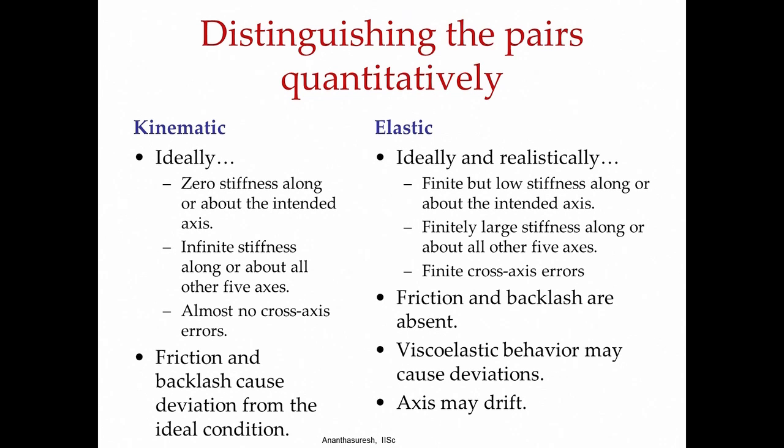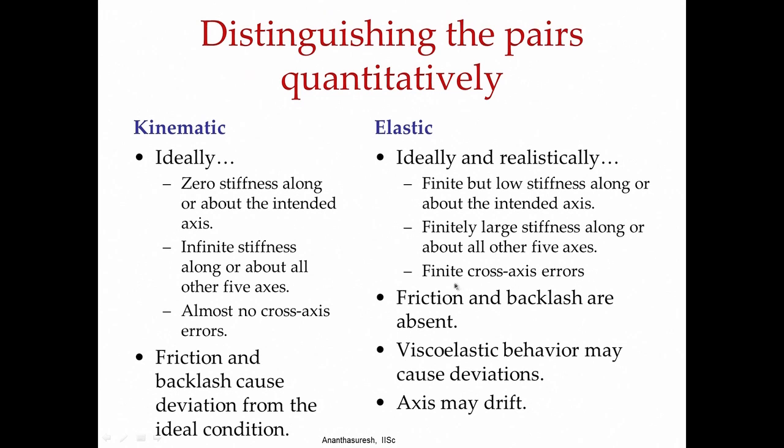That is a characteristic of kinematic pairs. And friction and backlash, of course, will cause deviations from the ideal condition. As opposed to that, elastic pairs are more realistic. They have finite but low stiffness along or about the intended axis. If there is a flexure about, let us say, the z axis, it will have low enough stiffness to rotate about the z axis, and finitely large stiffness about the other axes.